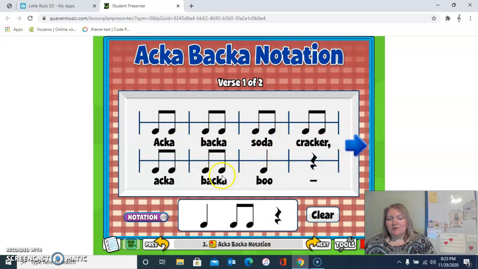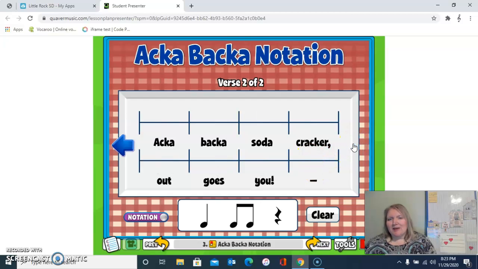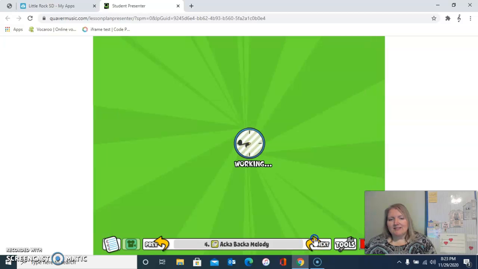So I did this first one for you. Acca-bacca soda cracker, acca-bacca boo. I want you to do the second page on your own. So you'll go back and do that on your own. And I'll say it for you. Acca-bacca soda cracker, out goes you. And you can tell this is a game song that I hope we get to play later. So finish that part out. And then we'll go to next.